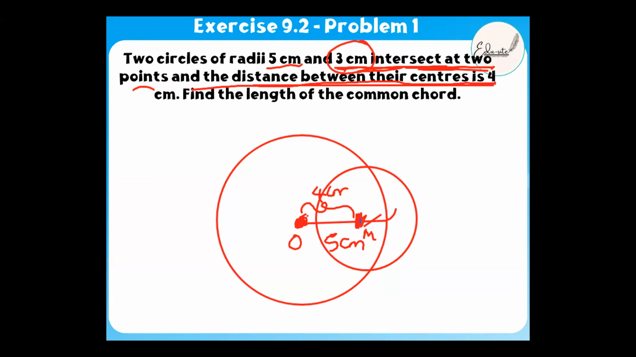Common chord का मतलब क्या होता है, Eliba? That should be in between two of the circles, correct? It should touch two of the circles as well. If you're going to draw this line, it should touch both of the circles. So which point in this entire circle touches two of the circles? It is this point, okay?